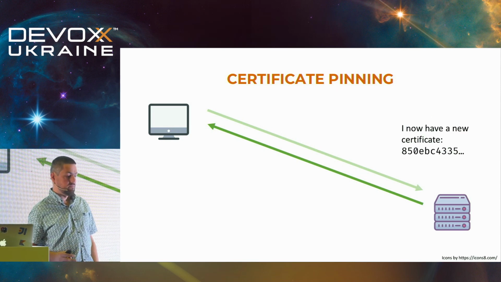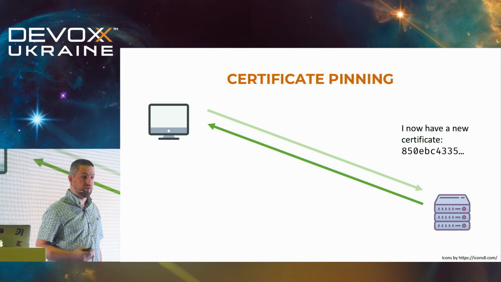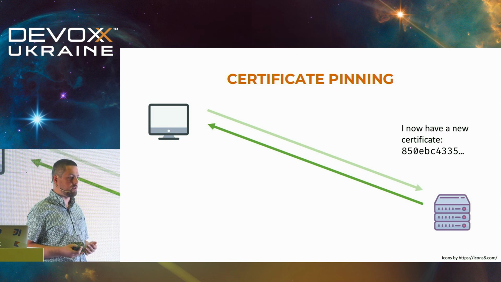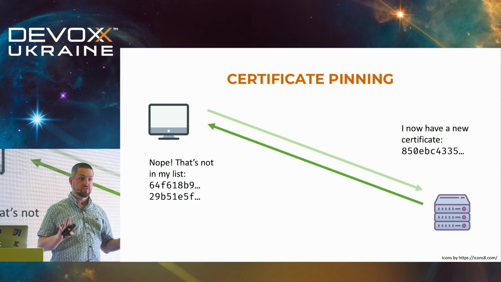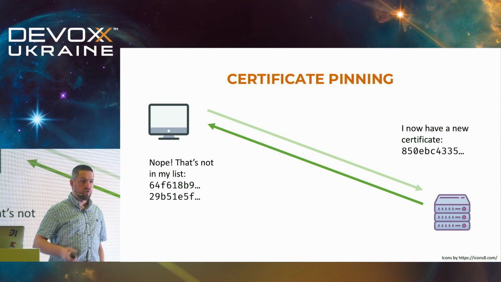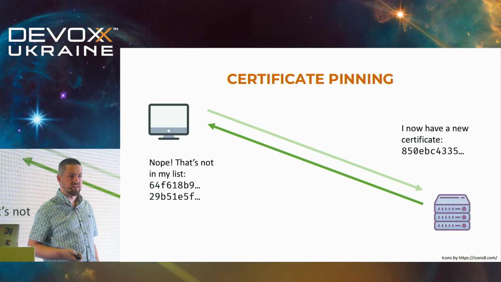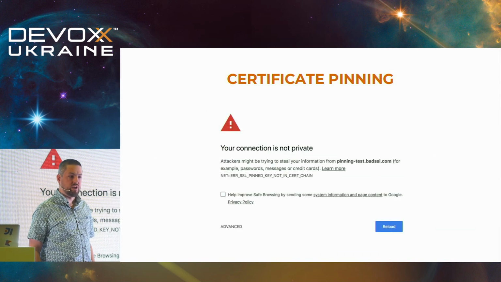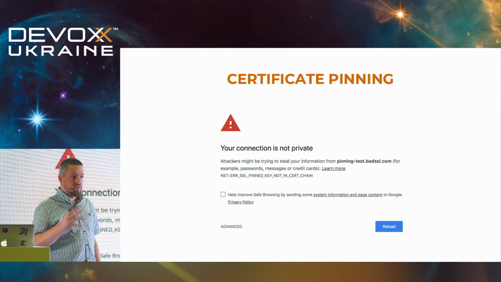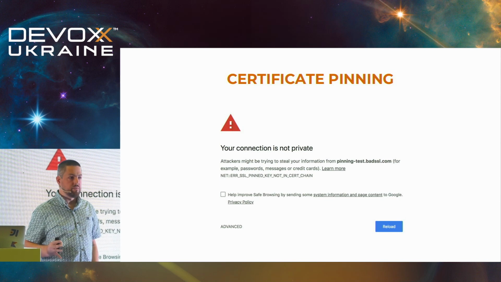So the next time the client connects, the server returns a new certificate with a different SHA, probably because some man in the middle did something. The client says, oh no, wait a minute. I have a list here of certificates that are valid for you. The certificate you're now giving me, it's not on that list, so you get this error. Your connection is not private. Very big warning telling you something is wrong.